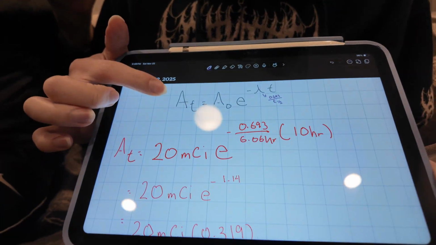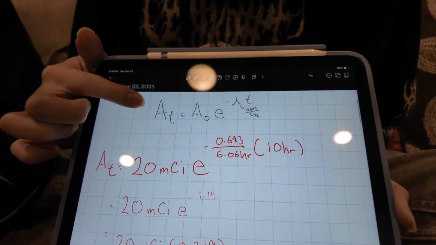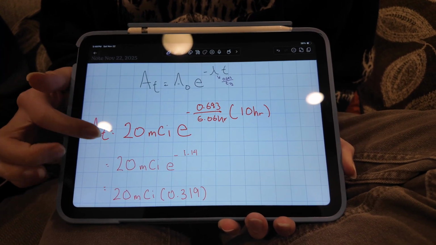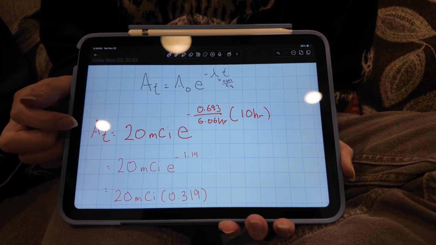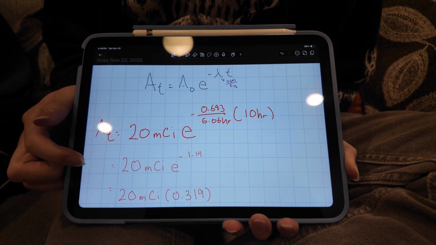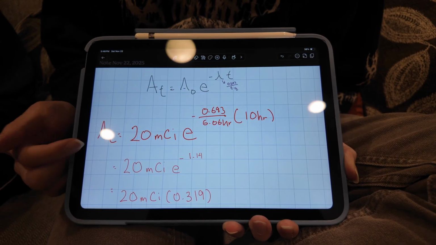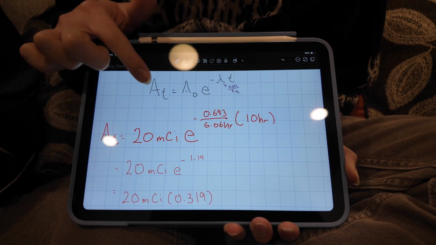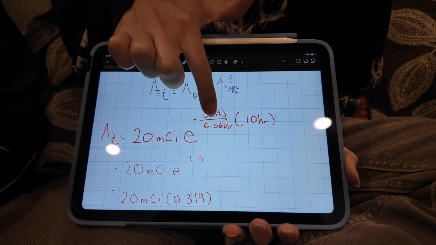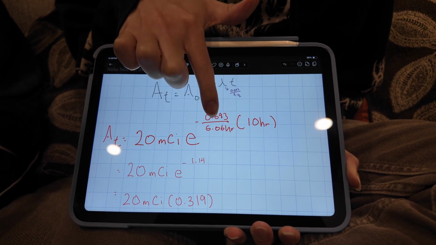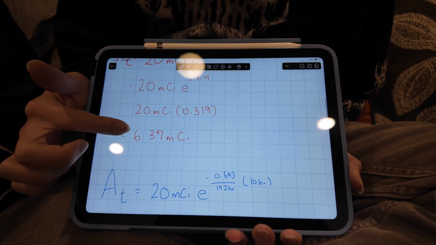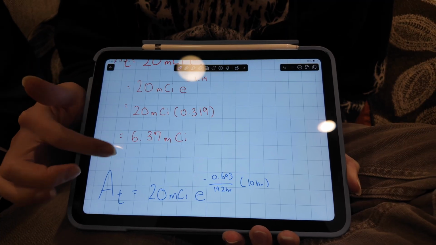Okay, so we're going to be using the same decay equation, but for this example, we're going to pretend we're going to have 20 millicuries of a vial of sodium pertechnetate and iodine-131 and see their radioactivity after 10 hours. So for the sodium pertechnetate, we're going to use the same equation, plug in the 20 millicuries and the 10 hours, but for the half-life, we're going to put 6.06 hours. And if we solve this equation, we get a value of 6.37 millicuries.